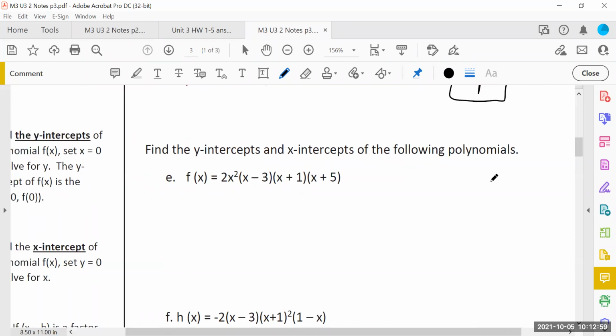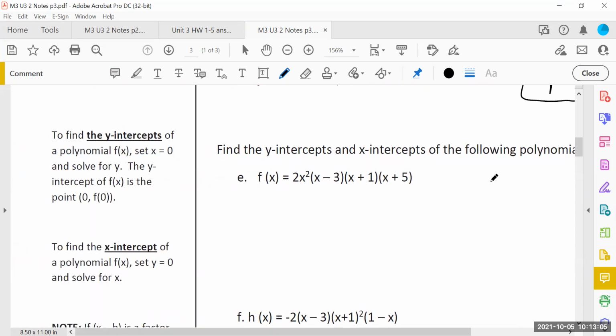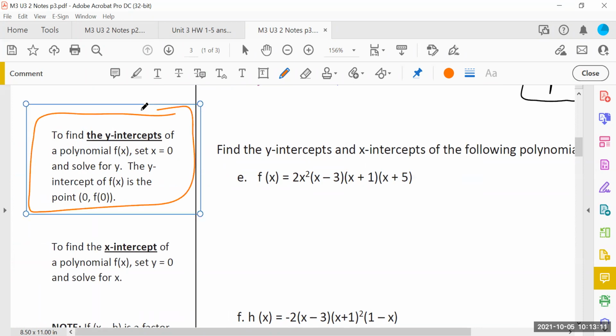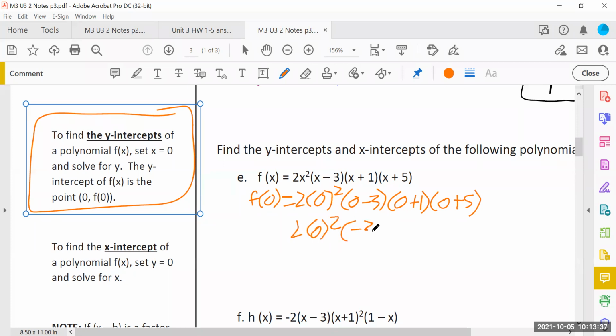We're now going to take this and add on, not just the end behavior, but x and y intercepts. So if I want to find the y-intercept of something, the y-intercept of a function comes from putting 0 in for x. So for this one, f of 0 is going to be 2 times 0 squared times 0 minus 3 times 0 plus 1 times 0 plus 5. Now you guys are going to get smart on some of these. I could grab a calculator and do, okay, 2 times 0 squared times negative 3 times 1 times 5.